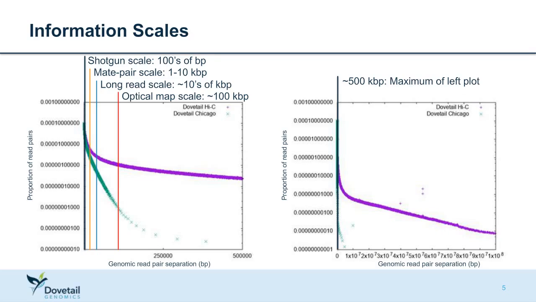So on the left plot, you can see it's a very similar distribution for the Hi-C data, although it declines much more slowly. And that's because much more of the data spans longer distances. On the left plot, we're going out to about 500 kilobases, whereas on the right plot, we're going out to 100 megabases. And I've drawn a black line on the right plot to indicate the maximum extent of the x-axis from the left plot.